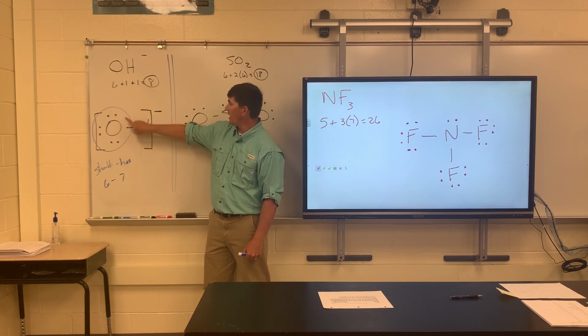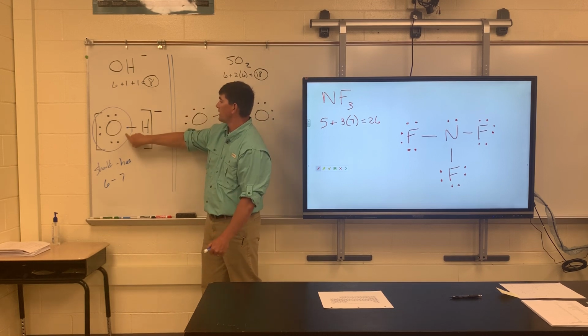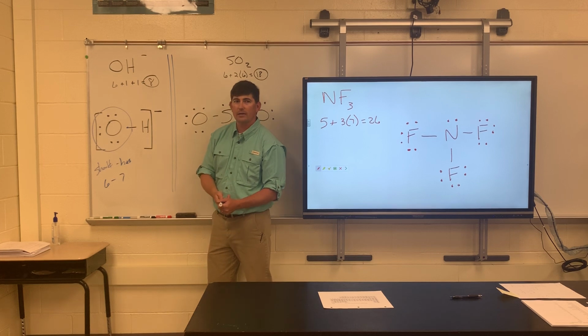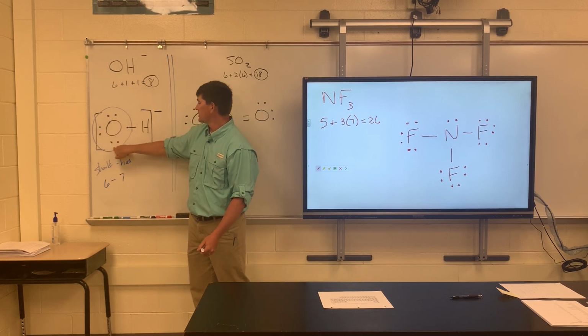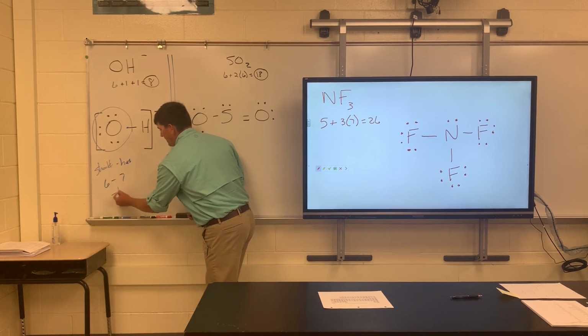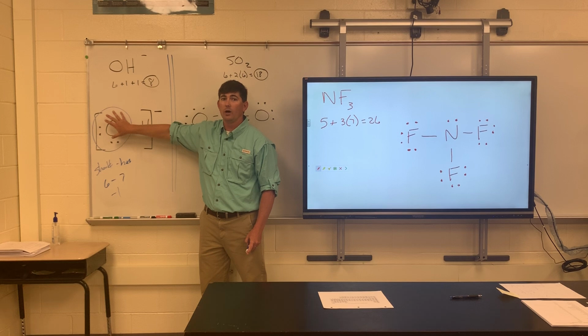So, you see how I drew the circle to cut the bond in half? You always draw the circle so it cuts the bond in half, and you just count the electrons on the inside. You don't count the electrons on the outside. Okay? So, 2, 4, 6, 7. That's how many it has. 6 minus 7 is -1. So, this oxygen has a formal charge of -1.